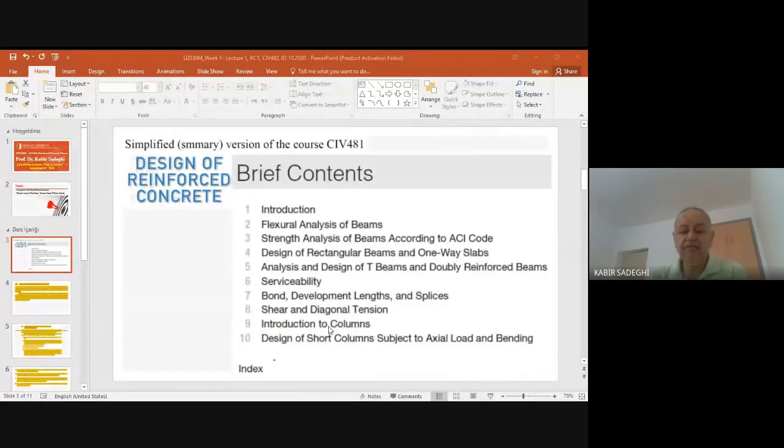Then at item 4, you can see we see the design of rectangular beams and one-way slabs. In chapter 5, we see analysis and design of T-beams and doubly reinforced beams. In chapter 6, we review very shortly the serviceability in reinforced concrete structures. Again, in chapter 7, we review very shortly because it's given in the code with all the details, the bond, development length, and splices for beams and columns. In chapter 8, we will see the shear and diagonal tension. In chapter 9, we see introduction to columns. In chapter 10, we see design of short columns subject to axial load and bending.